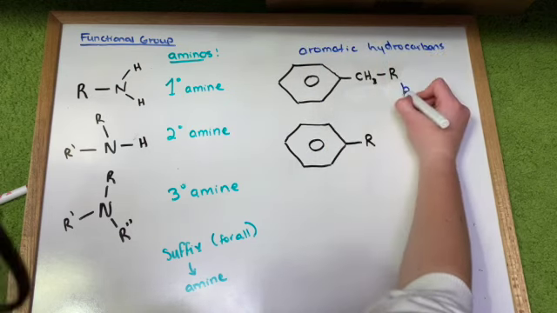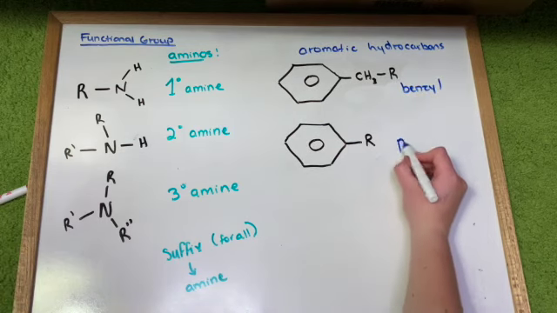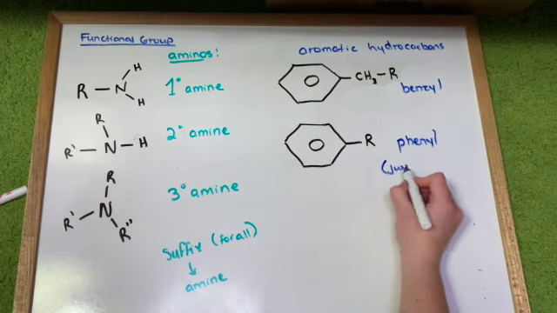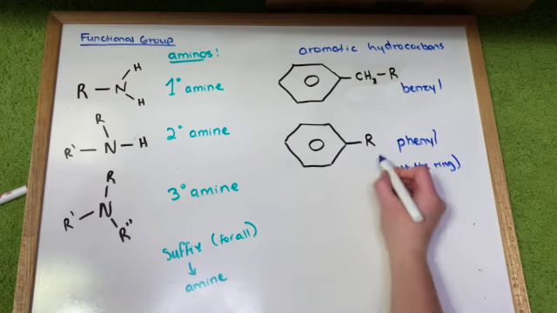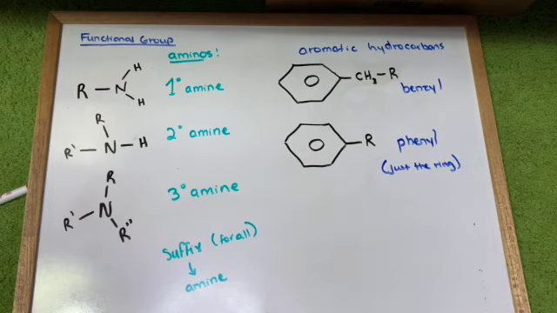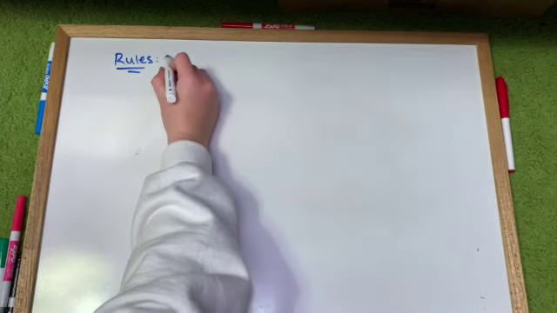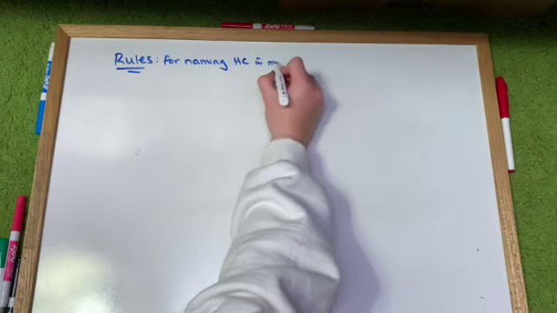So we also have aromatic hydrocarbons. The first one here is a benzyl, and this one's a phenyl just below, and the phenyl just contains the ring and the extra carbon chain. The benzyl is separated by the methyl group and then the rest of the chain.